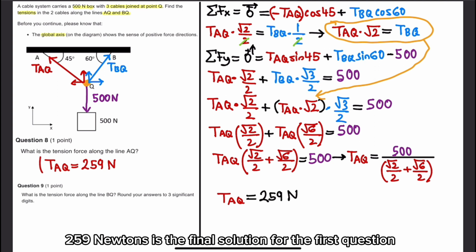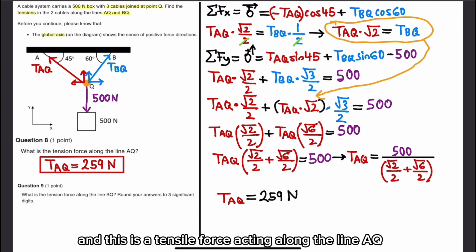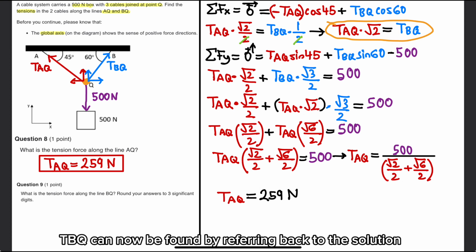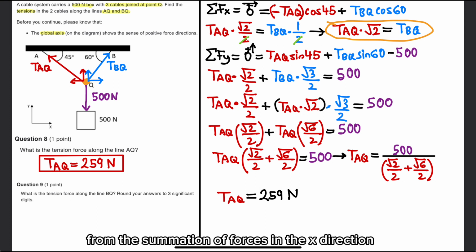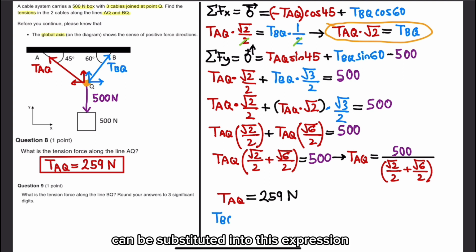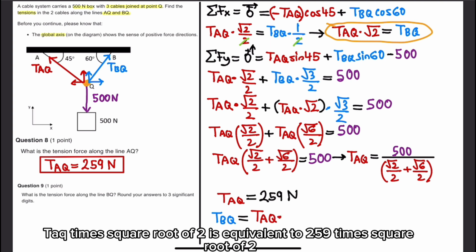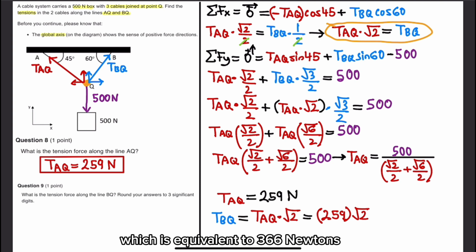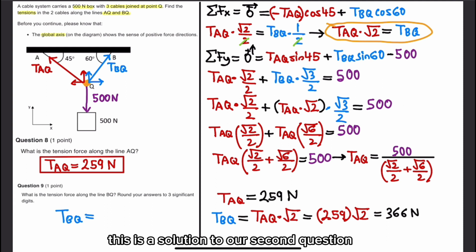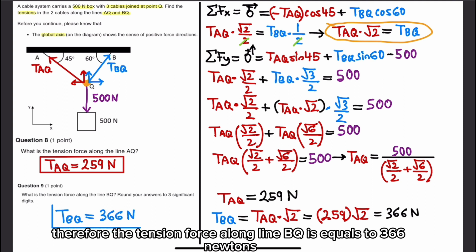TAQ equals 259 newtons is the final solution for the first question, and this is the tensile force acting along the line AQ. TBQ can now be found by referring back to the solution from the summation of forces in the x direction. Now that TAQ has been found, it can be substituted into this expression. TAQ times the square root of 2 is equivalent to 259 times the square root of 2, which is equivalent to 366 newtons. This is the solution to our second question. Therefore, the tension force along line BQ is equal to 366 newtons.